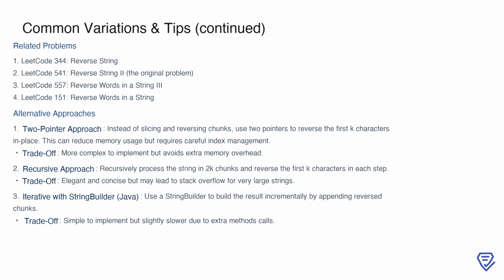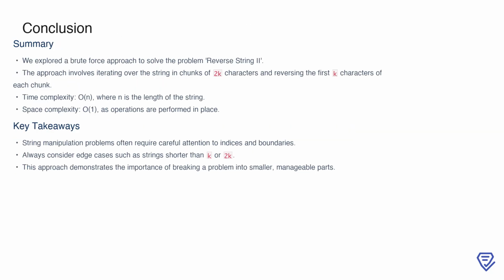Lastly, for Java users, an iterative approach using a string builder can make the solution straightforward. By appending reversed chunks incrementally, you can create the final result, though this method may be slightly slower due to the overhead of method calls. Each of these approaches has its strengths and weaknesses, so it's important to choose the one that best suits your specific requirements and constraints. Great job!